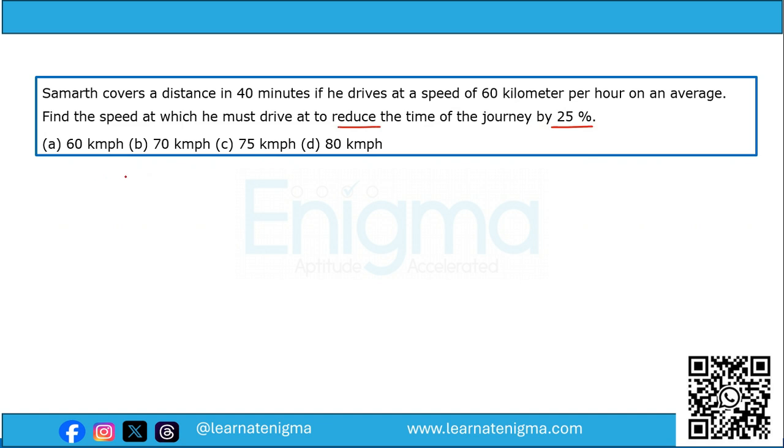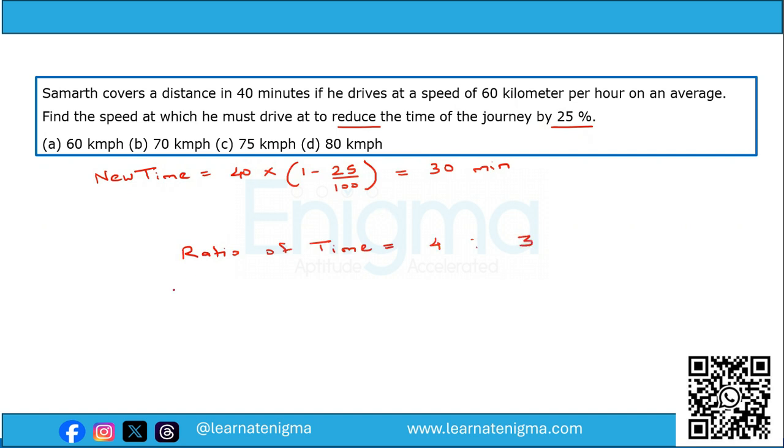So that means the new time will be 40 multiplied by 1 minus 25 by 100. So this comes out as 30 minutes. So now we can say that the ratio of time is equal to 40 minutes is to 30 minutes, that is 4 is to 3.